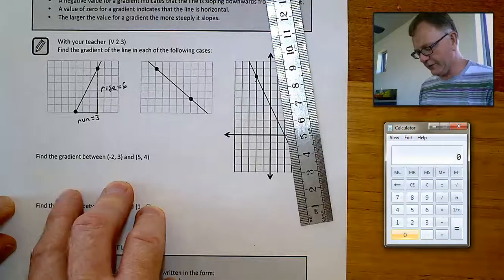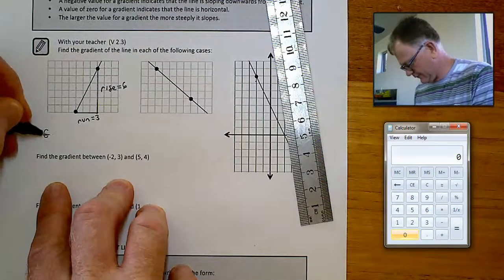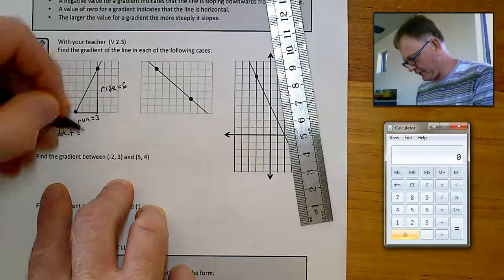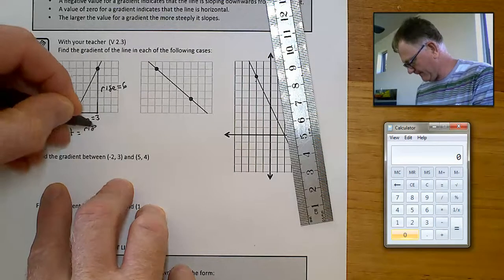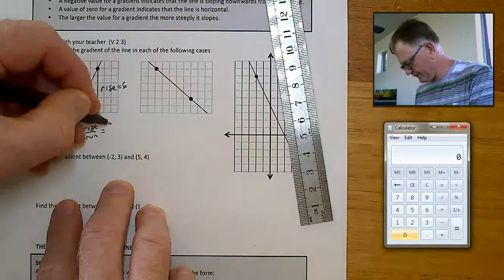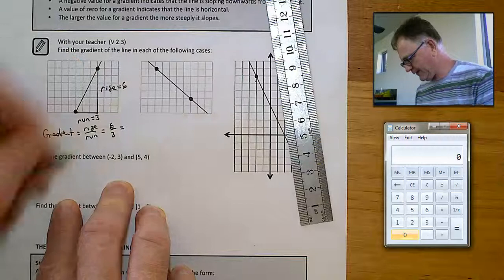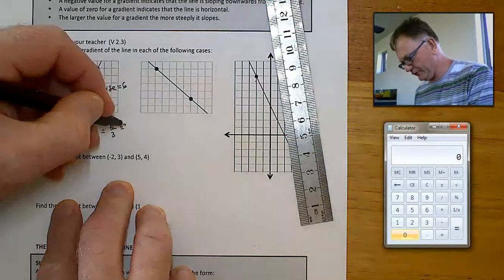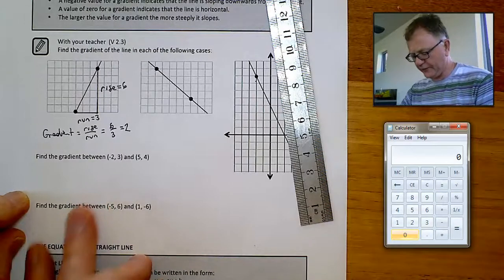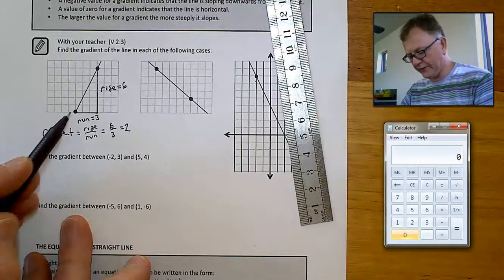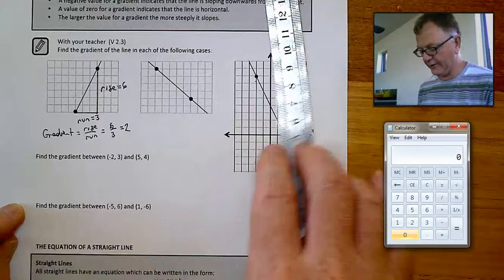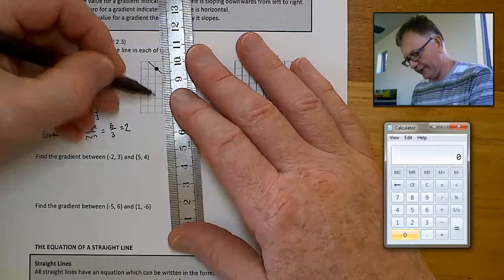So if I want to work out the gradient, how steep is the line? It's the rise divided by the run. So that will equal 6 divided by 3, and 6 divided by 3 equals 2. Notice that that's a positive answer because it's sloping upwards as I look at it from left to right. Whereas this one down here is going to need to be a negative answer.